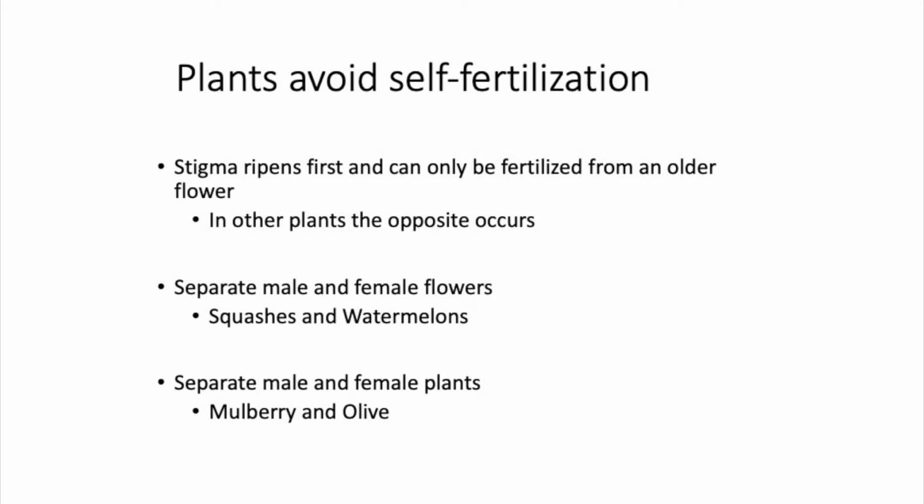Now, plants, like humans and most other people, avoid self-fertilization. So either the stigma ripens first and can only be fertilized from an older flower, or in other plants the opposite occurs. In some plants there are separate male and female flowers, squashes and watermelons as an example. And in yet other crops there are separate male and female plants. Examples of that are the mulberry and the olive.